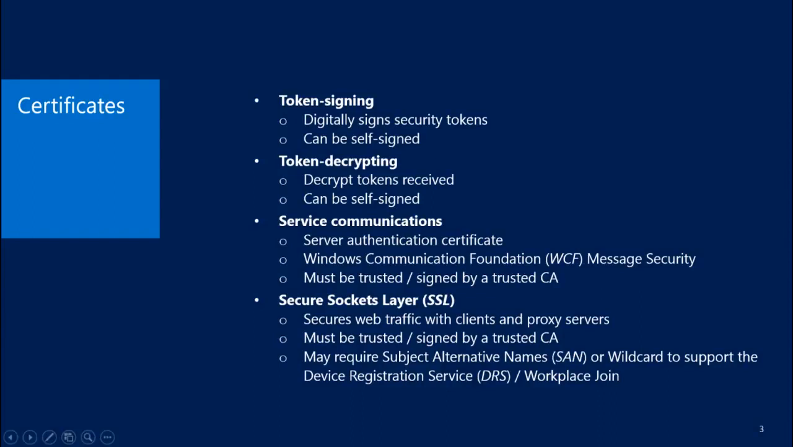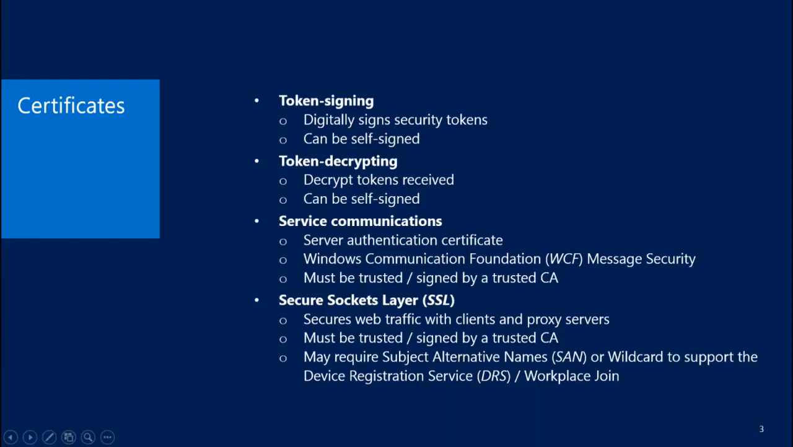The next certificate is the Service Communication Certificate. This is a server authentication certificate that is used for Windows Communication Foundation message security. It must be trusted and signed by a trusted CA, and in a production environment you're going to want that to be a third-party trusted CA.